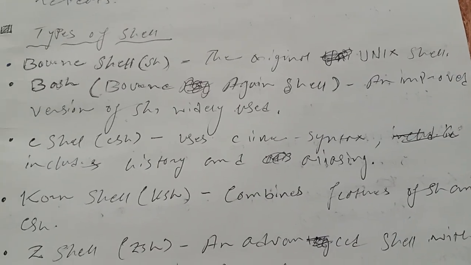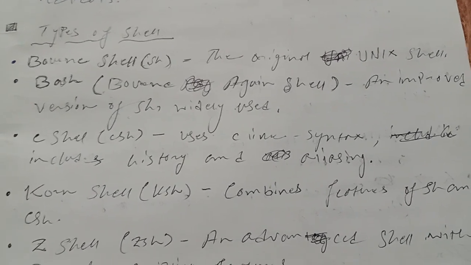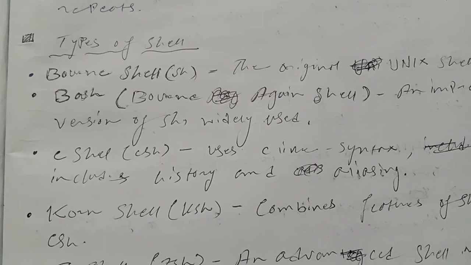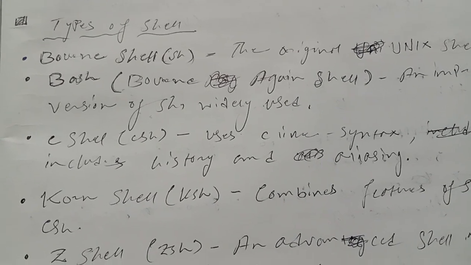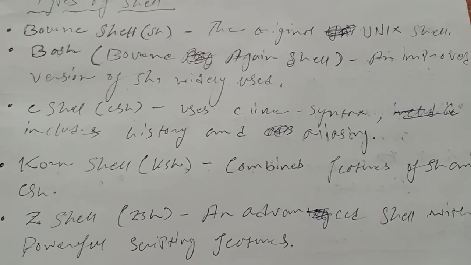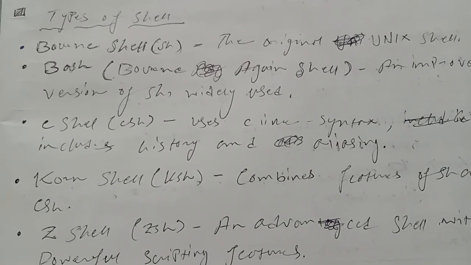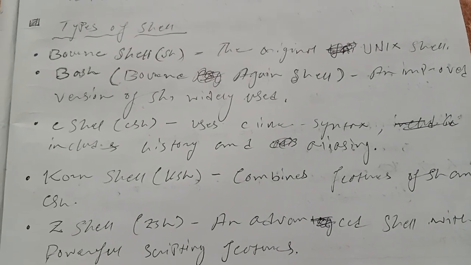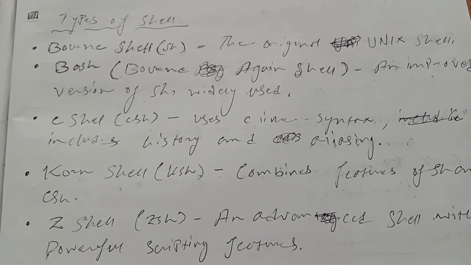Then we have Bash shell. Bash shell is also known as Bourne Again shell. It's basically an improved version of the original Unix shell, the Bourne shell, and it is widely used. Then we have C shell. C shell uses C-like syntax. Its syntax looks like the typical C programming language, so that's why the name is C shell. It includes history and aliasing.